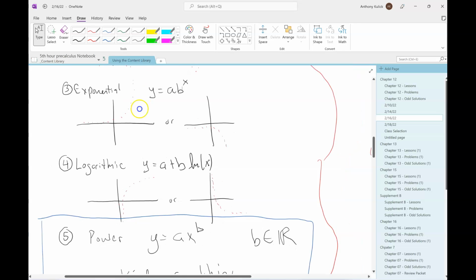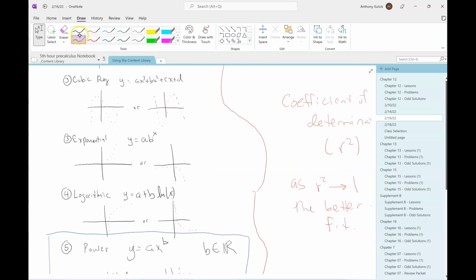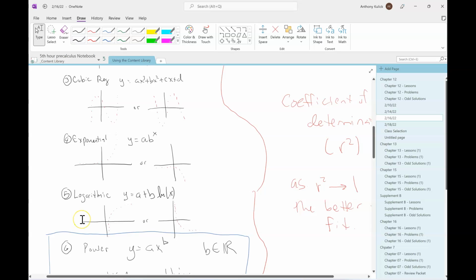Now, these first four that we've shown you guys, these are all function types that we spent a good amount of time talking about last year in our Algebra 2 courses. Right? We should have spent a good amount of time talking about quadratic and cubic and exponential and logarithmic functions. So we should have some memory of what those graphs kind of look like. Is that ringing a little bit of a bell? And if not, we just redrew them and it's just kind of remembering what they look like.